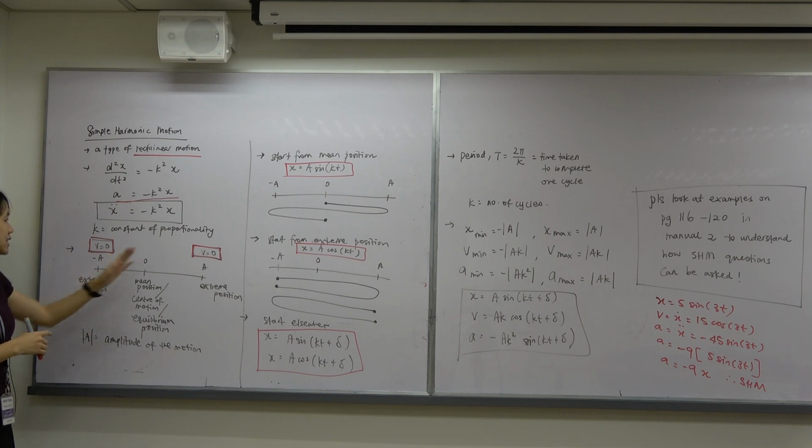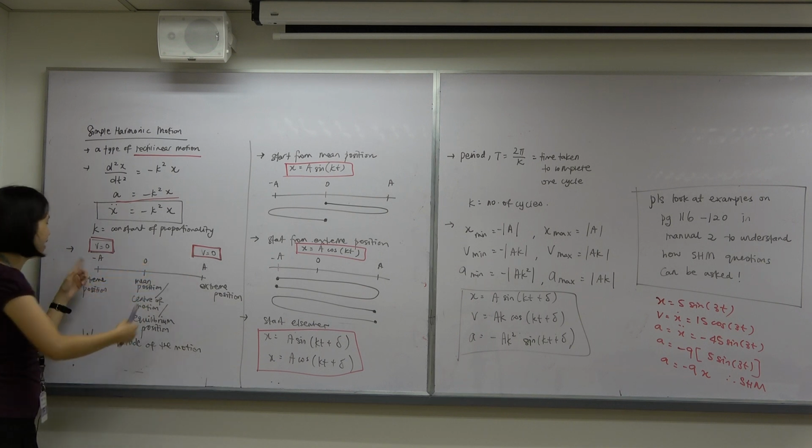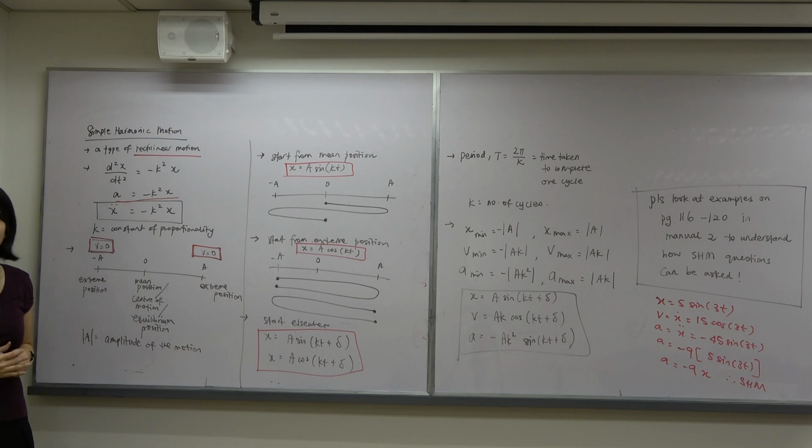So what then is this a? The magnitude of a, the modulus of a, is equivalent to the amplitude of the motion. The positive a and the negative a would be the furthest points that you can reach.